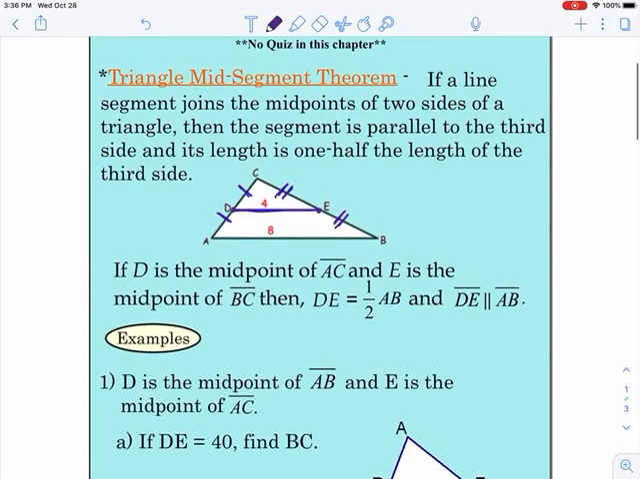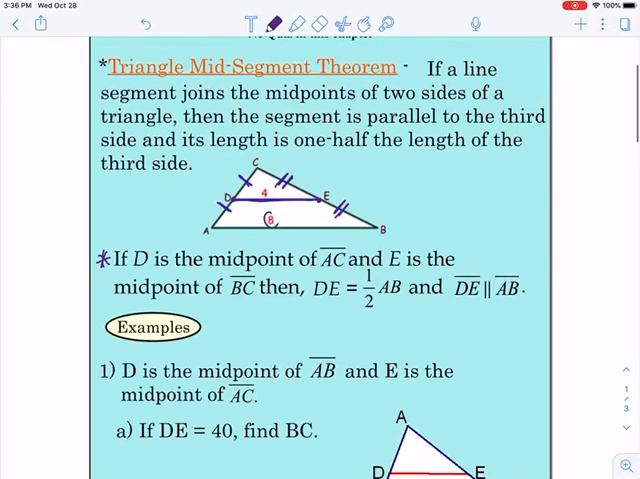Pretty much those are the words right here that I was just saying. If D is the midpoint of AC and E is the midpoint of BC, then DE is 1/2 of AB and DE is parallel to AB. So that's referencing the 4 and the 8 and the fact that DE is parallel to AB.